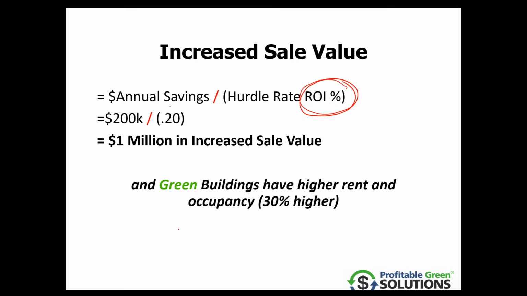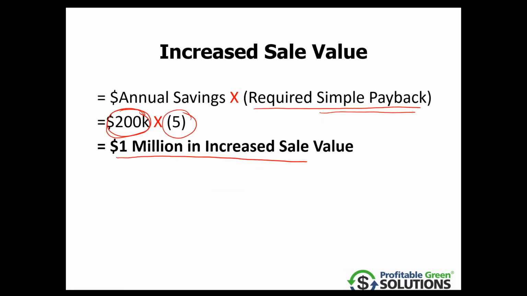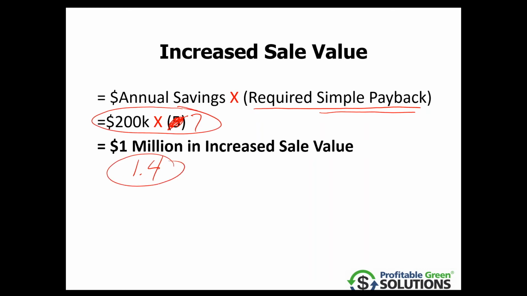It's worth mentioning also that green buildings have been shown to have higher rent and higher occupancy, which could have even more value to a real estate buyer. Going back to the simple payback method, in the real estate buying process, most buyers have a longer-term view than just 5 years. They might be thinking 7 years, 10 years, etc. In this case, it'd be 200,000 times 7 versus 5, which gives you 1.4 million. Just an option. You might be conservative and say 5, but ask the customer, because you'd be surprised how long they're willing to entertain good investments when they're buying real estate.